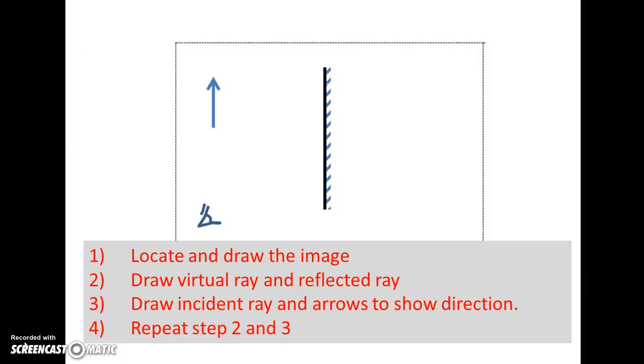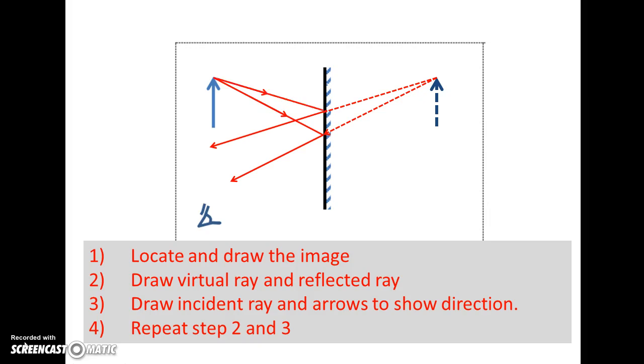Here is the first ray diagram. The image looks like this, on the right, at the same distance from the mirror as the object is. Then draw the virtual rays and reflected rays, one after another. And then the incident rays with arrows. And you may complete the diagram in this way. Or you may draw another set of rays from the tail of the object. And this is done.